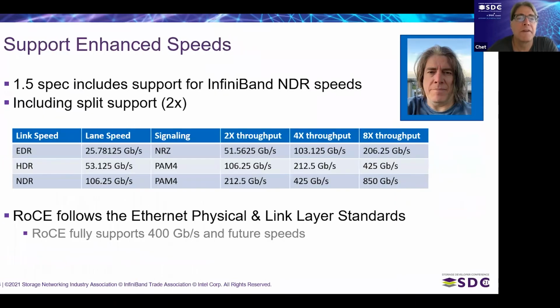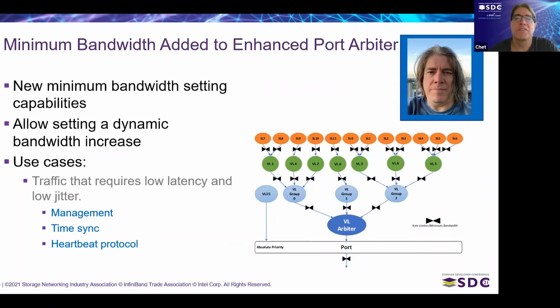To support enhanced speeds, the specification added the new speeds for Infiniband NDR, which applies to RoCE as well as Infiniband. Since RoCE shares the same Ethernet physical and link layer, RoCE is fully supported by these changes as well. This is what gets you to 400 gigabits per second, and future speeds are through these additions to the spec. I'm not going to talk too much about these.